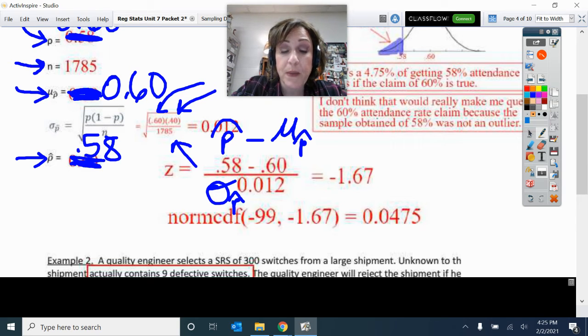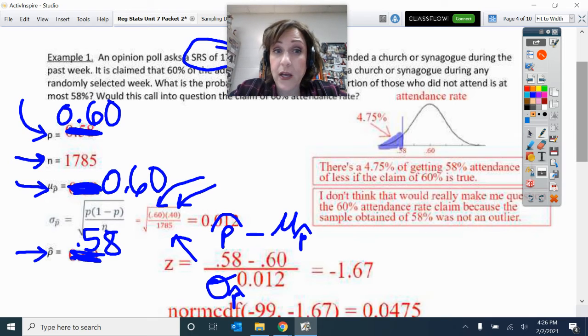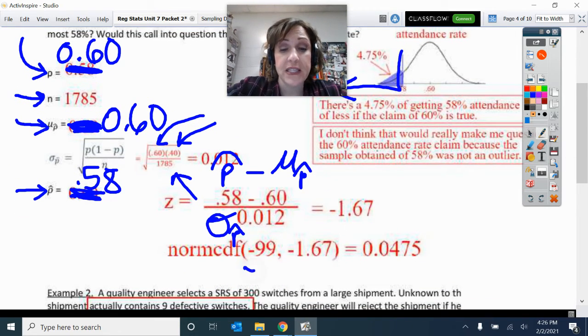The sample, the p hat, minus the mean of the p hats, over the standard deviation of p hats. P hat minus the p, over the standard deviation of p hats. And then since the question asked what is the probability that the ones that attend is at most that much or less, that's the area I needed to find. So that's why I norm CDF'd this lower amount.